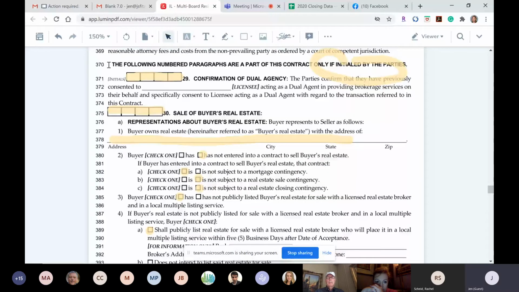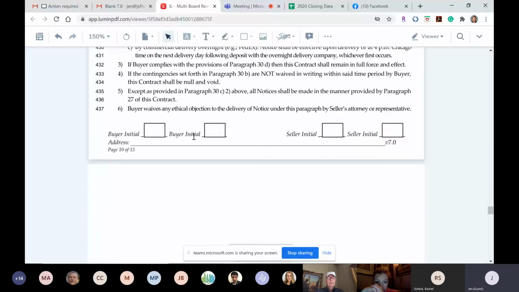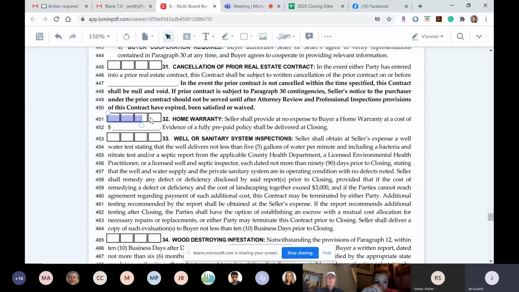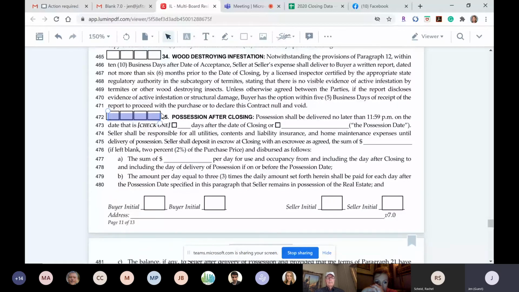They fall under this line. The following numbered paragraphs are part of this contract only if initialed by the parties. So any of these other things that you're going to see here on the rest of this contract are only if they apply. If your seller agrees to buy a home warranty, you're going to initial here. If your clients are strange and they want a termite inspection, they can initial that here. If you need post-closing possession, you can initial here and let the attorneys work it out.